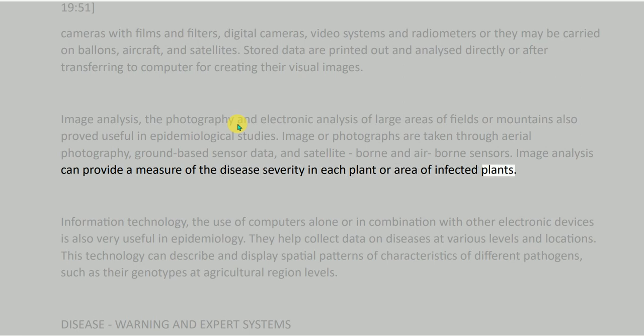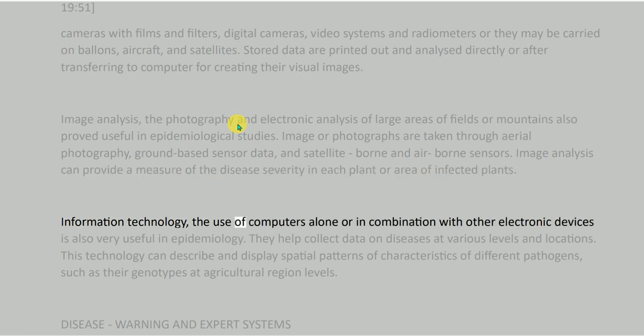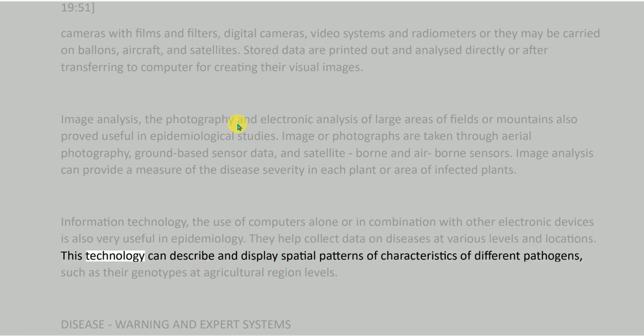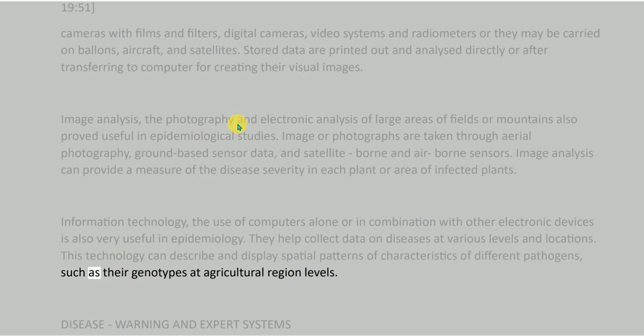Information technology. The use of computers alone or in combination with other electronic devices is also very useful in epidemiology. They help collect data on diseases at various levels and locations. This technology can describe and display spatial patterns of characteristics of different pathogens, such as their genotypes at agricultural region levels. Disease, warning and expert systems.